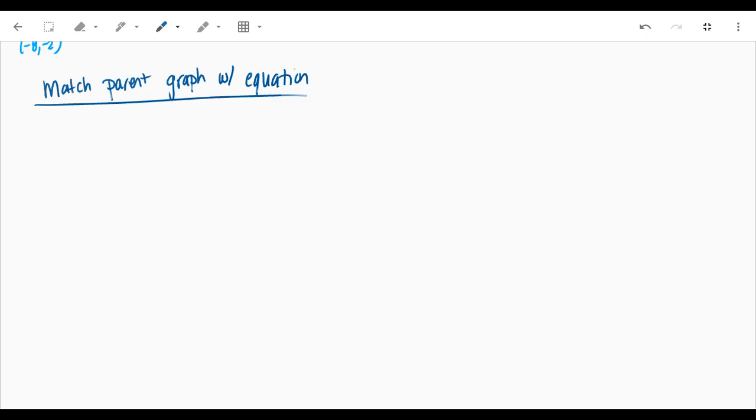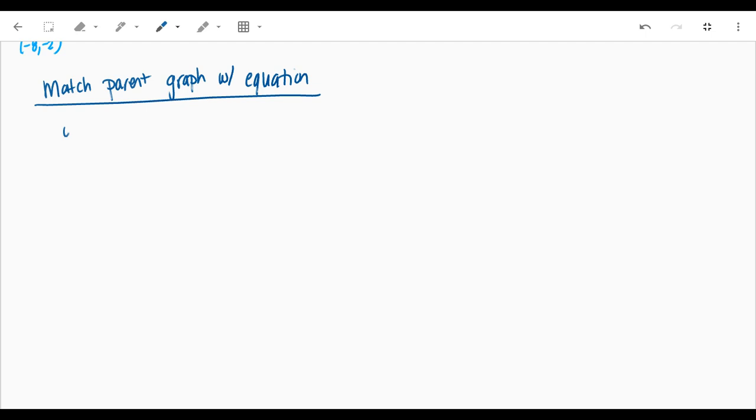Okay, so this one, let me see how they're having you do this. For each graph, choose the function that best describes it. Oh, these are literally just parent graphs, no transformations. These are going to be nice and easy because you guys have seen these before.